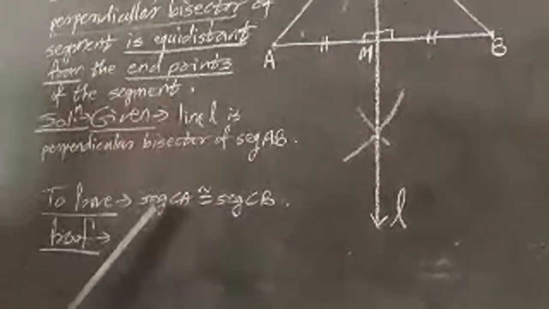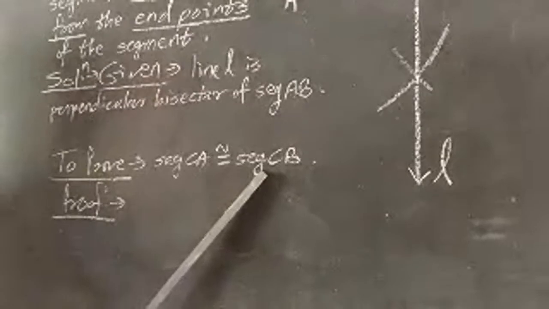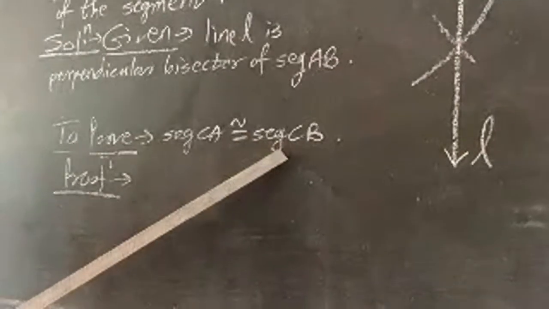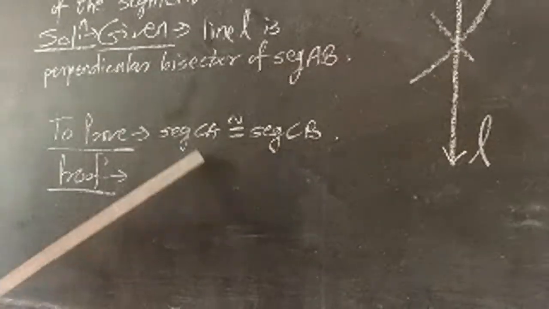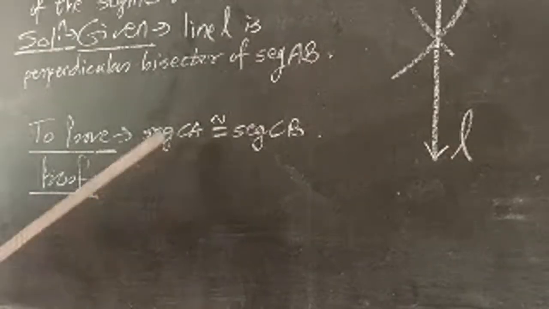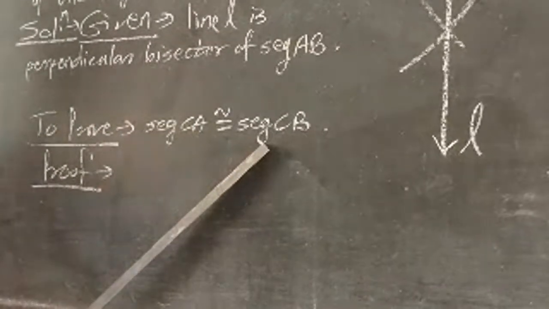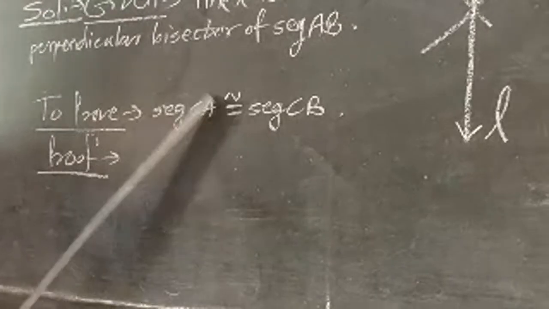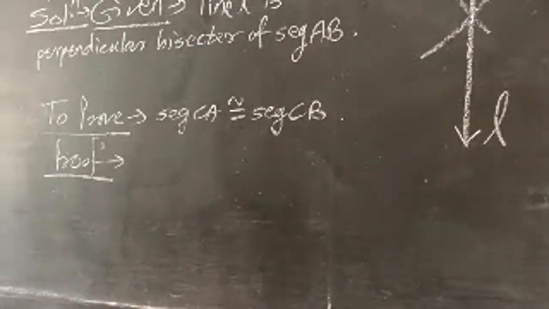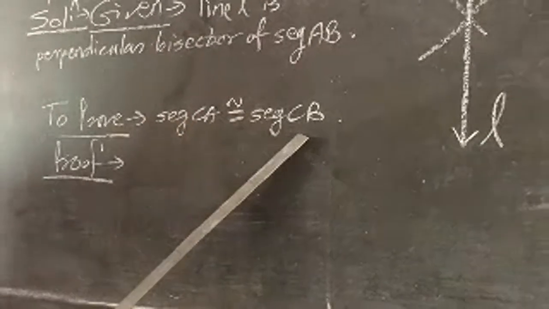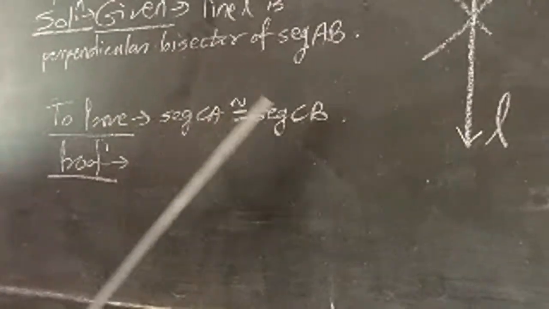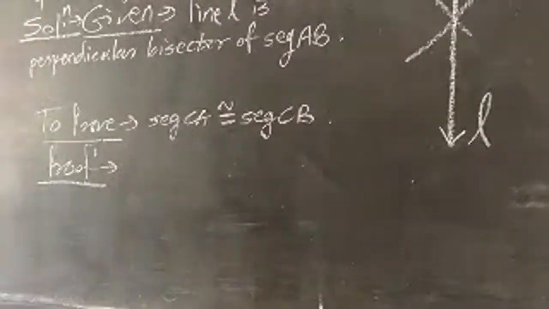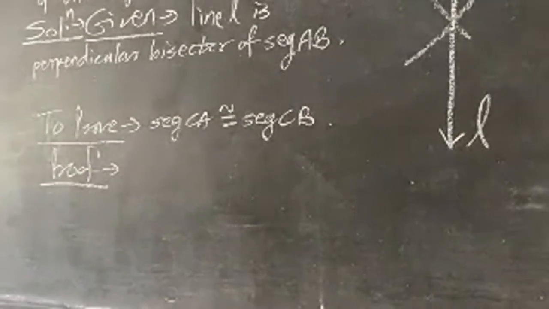In to prove, what do we prove here? These are angles? No. Then what are they? Segments. Yes, good. Segment means sides. These are sides. When we say that corresponding sides are congruent, yes.